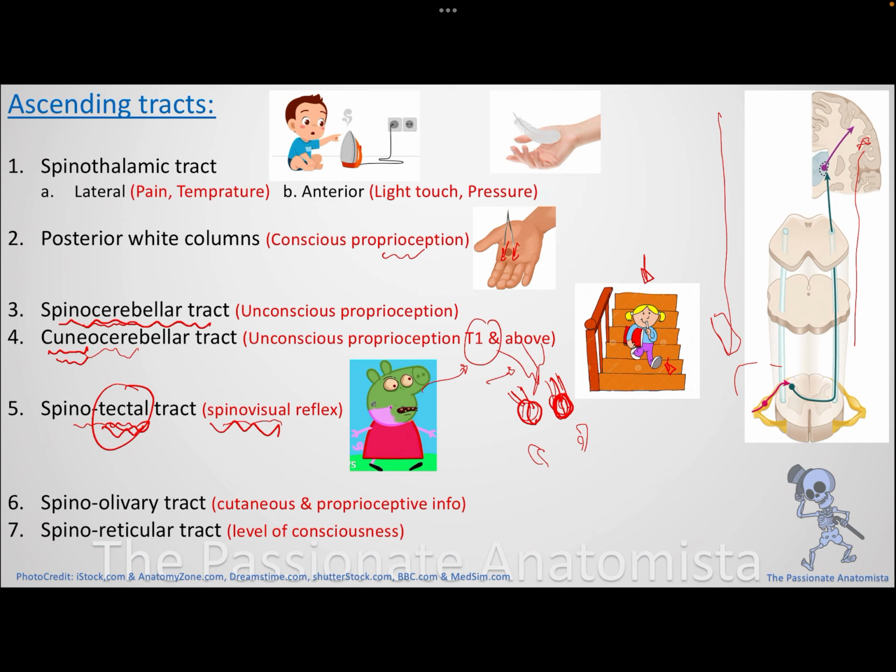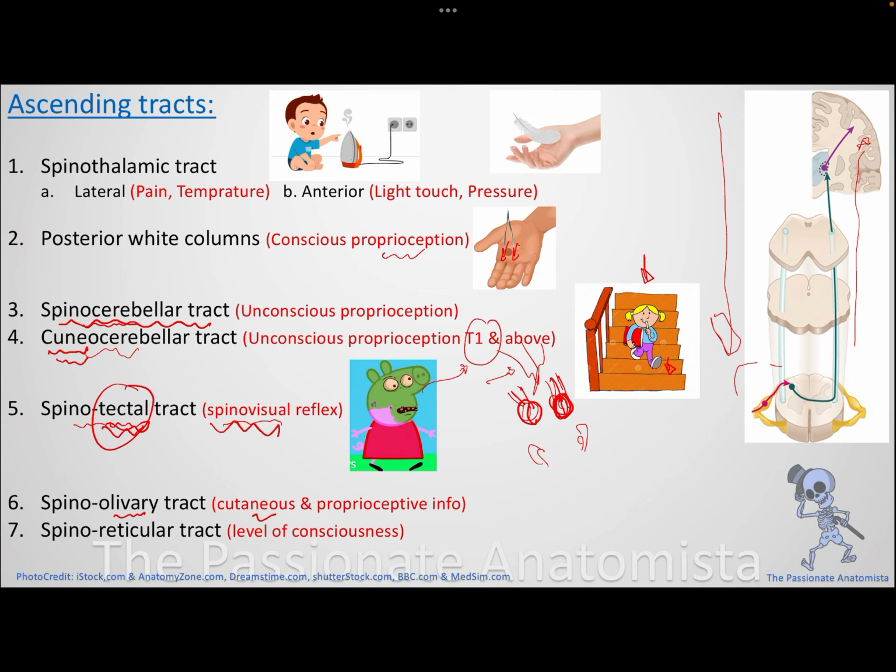So what about the spino-olivary? It takes the information to the olivary nucleus, the inferior olivary nucleus. This is a big tract. They will tell you it gives you cutaneous and proprioceptive information. The spino-olivary tract is not one of the tracts that is extensively studied in neuroanatomy, and no one gives it much importance.